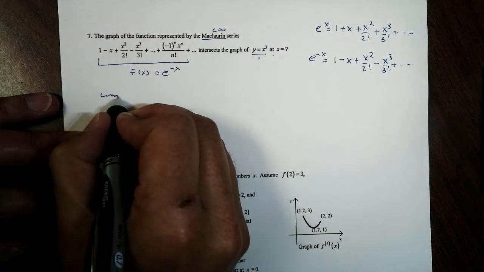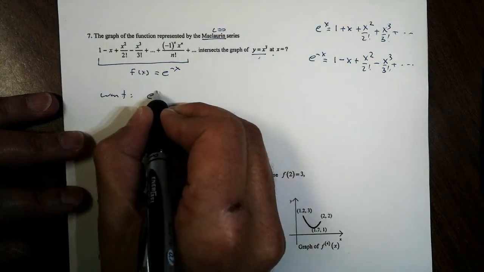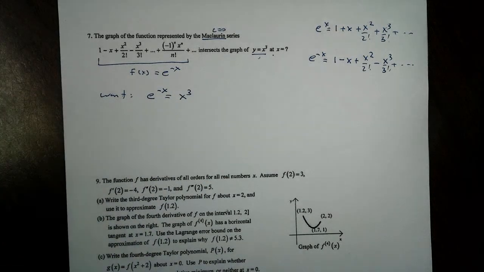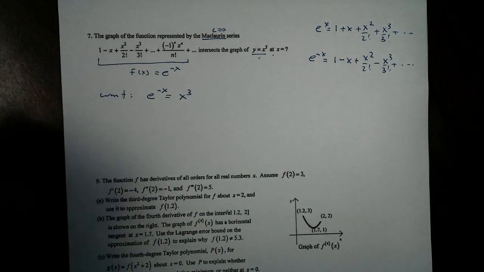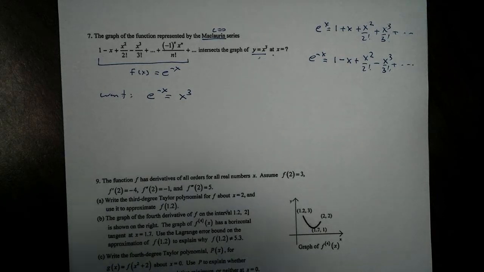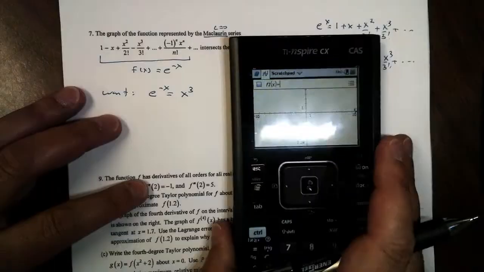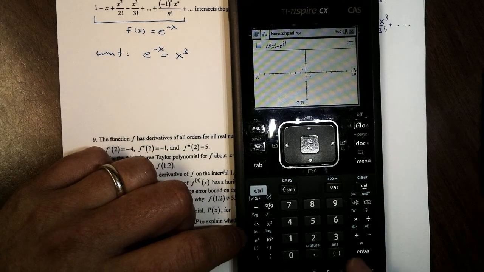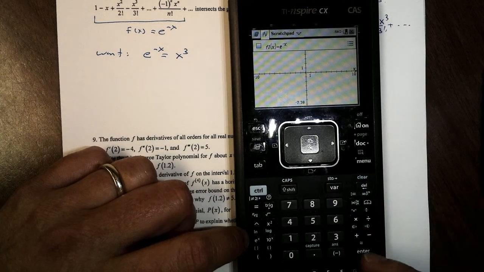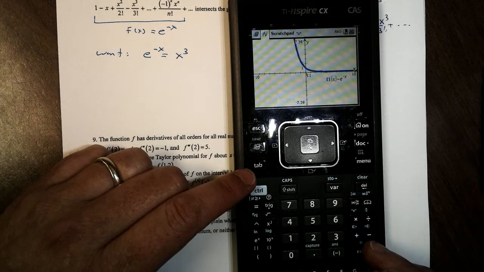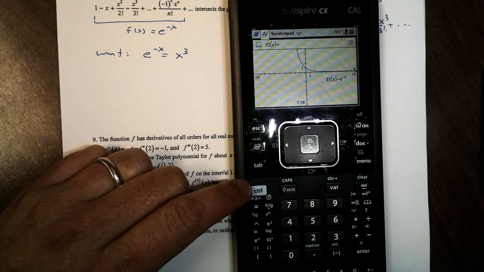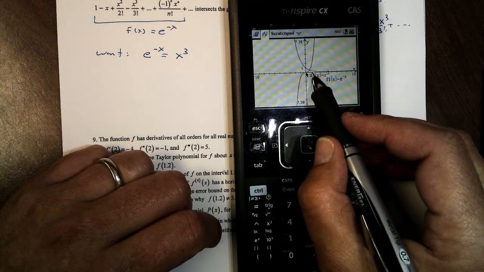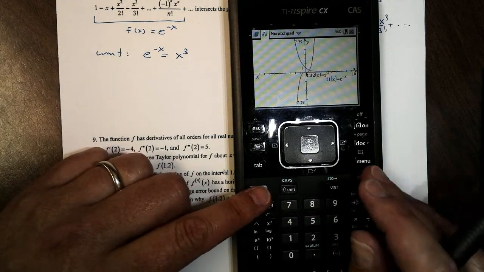So what do we want? Where does e to the negative x equal x cubed? And this is definitely a calculator question here. So let me go and grab out my calculator. Alright, so let's see here. I'm going to graph them and just find their intersection. E to the negative x, enter, and y equals x cubed, x caret 3, enter. And they meet right about here, so let's go ahead and find it.